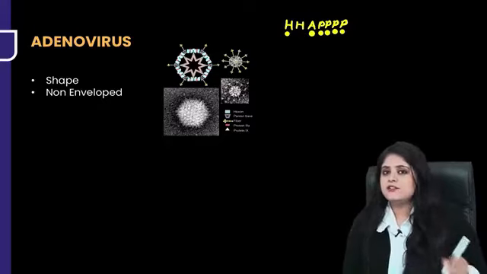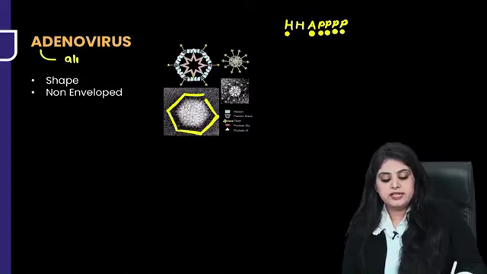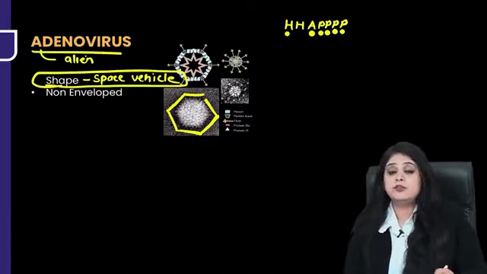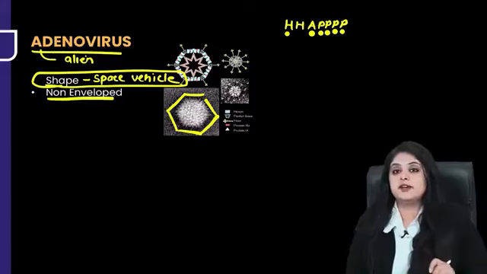And I think I have shown you this picture earlier. Adenovirus, I had told you adenovirus से alien याद करना, because alien किस में आया था? Alien had come in a space vehicle wala shape. So remember, the space vehicle shape is going to be for adenovirus. And does it have an envelope? No. If you remember, it was a non-enveloped virus. I have taught you this in general virology.